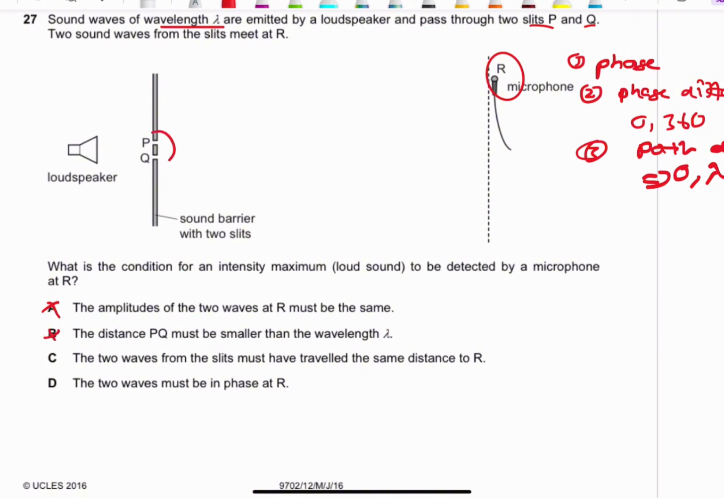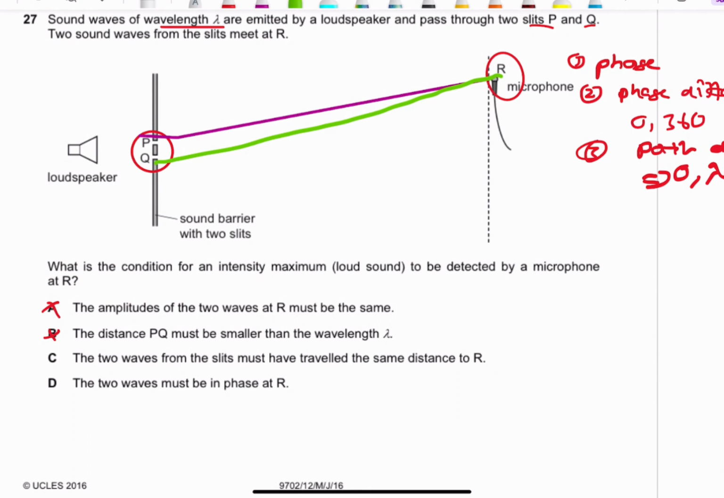Because reducing this distance really isn't going to change what you're going to see, because waves are going to travel here still, and the other wave is going to travel from here, okay, and meet there. And those two waves are going to have constructive interference. So the distance PQ really has no impact.